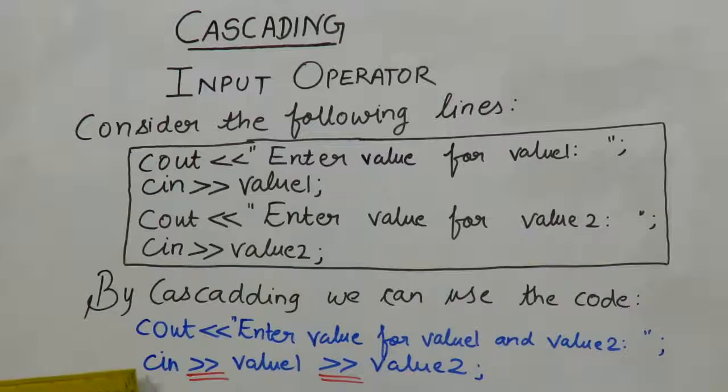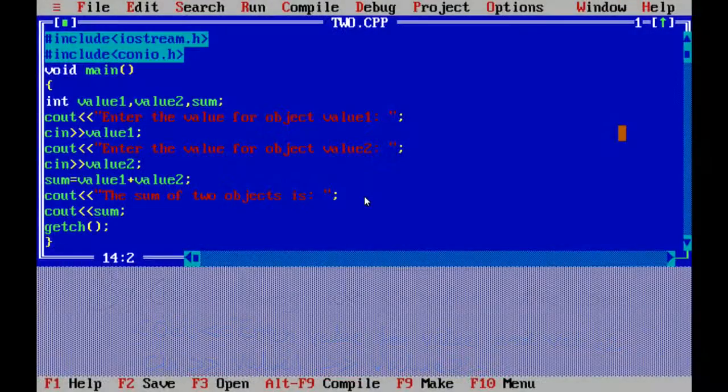But in this code, it will wait for one value, then enter key, then another value, then enter key, then our code will resume. So we can reduce the length of the code of 4 lines to 2 lines by this method. Now we will see the use of cascading input and output operators in our same program which we discussed in our last video to calculate the sum of two numbers.